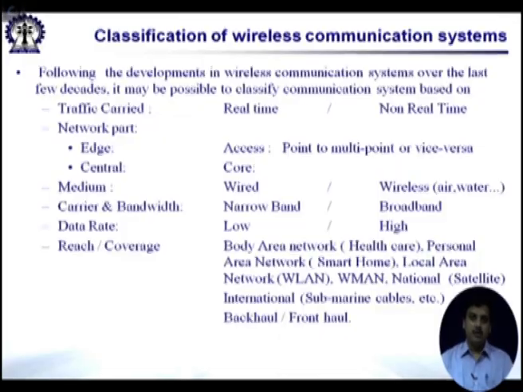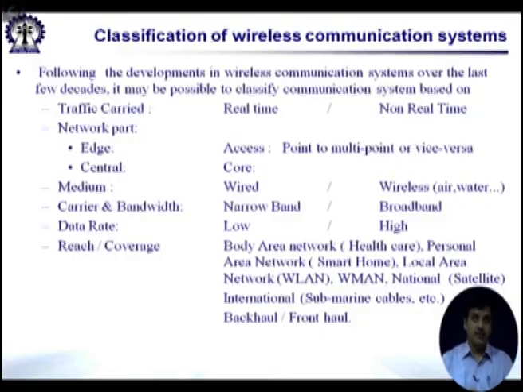The bandwidth is also an important way of classifying networks, whether they are narrowband or broadband systems. Data rate is also usually one of the typical considerations, whether it is low data rate or high data rate. For instance, generally speaking, if we talk of sensor networks, we talk of low data rate, whereas if we talk of broadband wireless communications, we would typically talk about very high data rate communications.